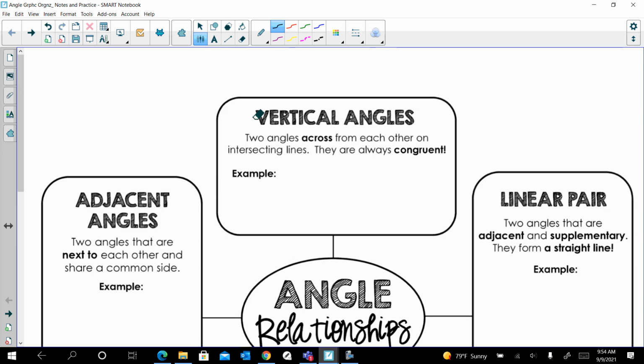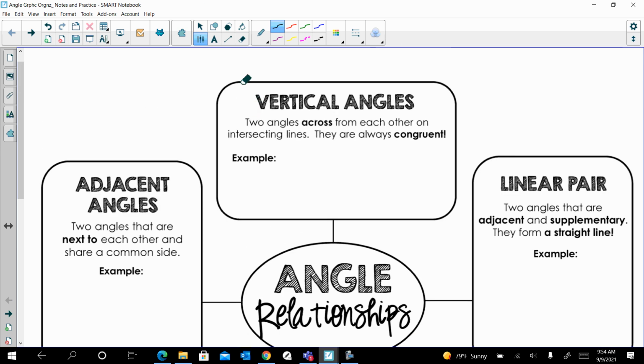5 special angle relationships you need to know. You need to know the name, of course, but also the property or its relationship, and we're going to draw examples of each different type so that you can read the relationship correctly.